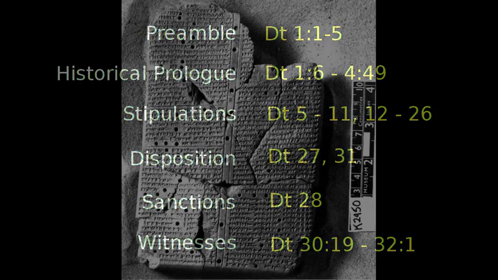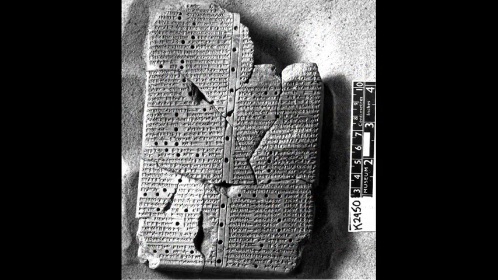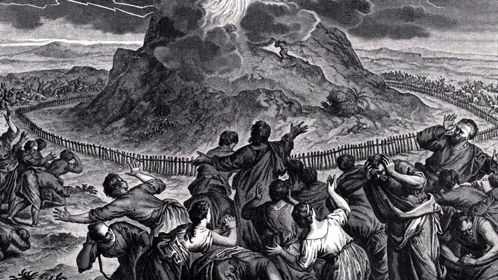And it follows the form of the other covenants that they have discovered archaeologically in that region of the world. A couple of things that are different about this covenant. First difference, of course, is that one of the parties is God. That's not usually the case. The second thing that's different is the second party to the covenant is not the king of Israel. It is the people of Israel.